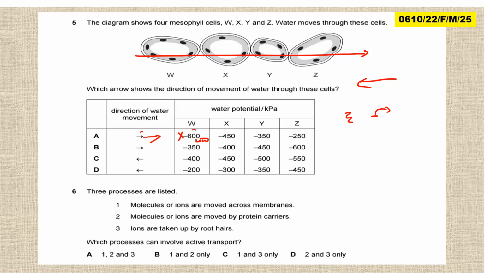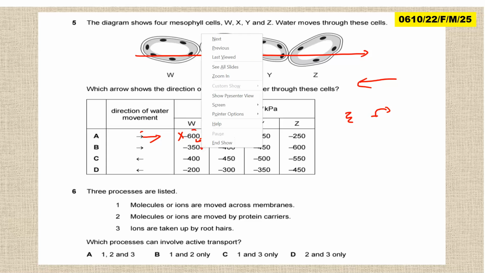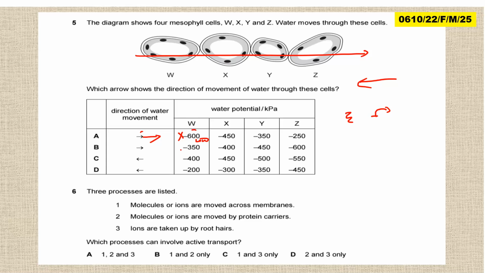Then when you talk of B, yes, it can start from B. Water can move from 350 to 400 to 450 to 600 because this is the high water potential. The less negative the number is, the higher the water potential. Let us look at this other one, pointing this side. We can start from here. It cannot move from concentrated. So also this one cannot. So the answer therefore here is B.